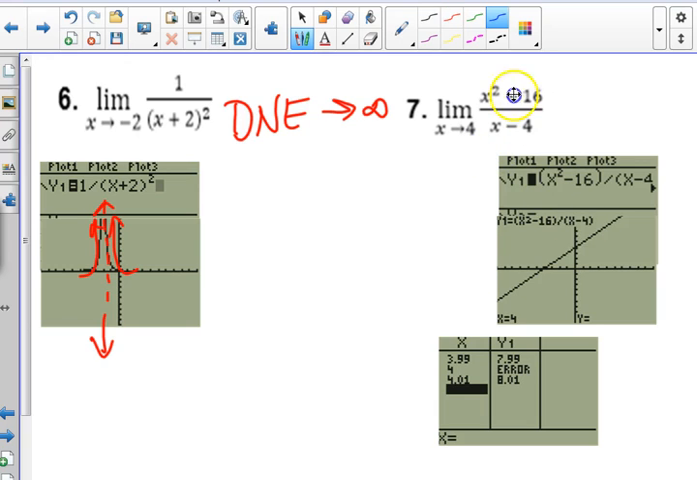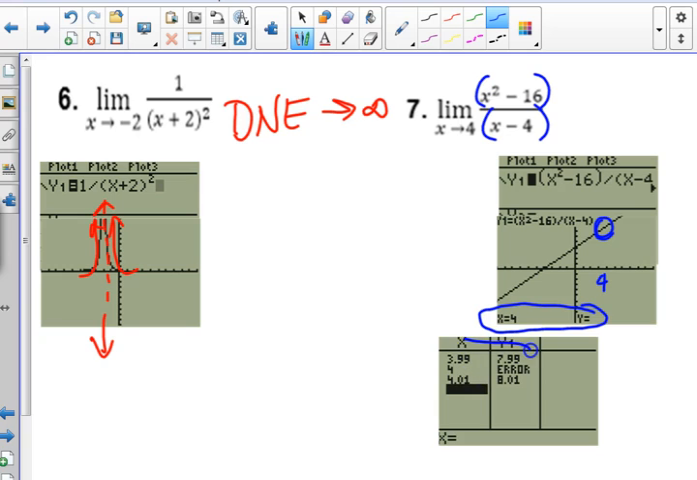Number 7, I typed it in with a parenthesis around the top and a parenthesis around the bottom. Does it have an exact value at 4? No, but look what's happening. It looks like a line, right? So over here at 4, it must have a hole, right? Because it says down here, when I typed in a 4, I got nothing.